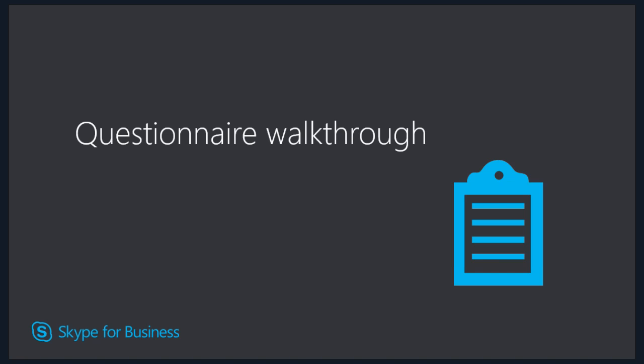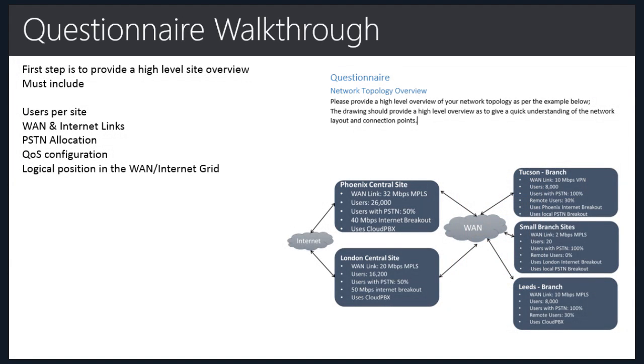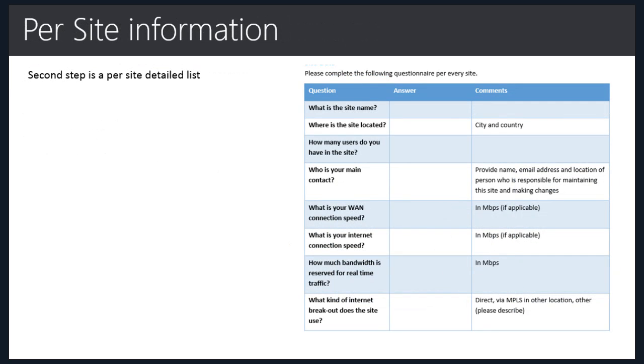So this is the point where we take the customer through the questionnaire, because we have some questions for the customer. So what's the first thing we need them to do? They must provide us with a high-level overview. This high-level overview must provide users per site, WAN and internet links, etc. There's a ready-to-go Word document that you can send to your customer, and the customer should complete this for each site they own. The second step they should do in that questionnaire is actually provide a per site detailed list.